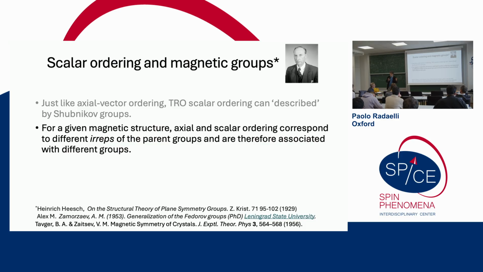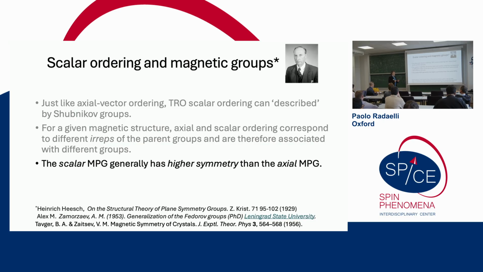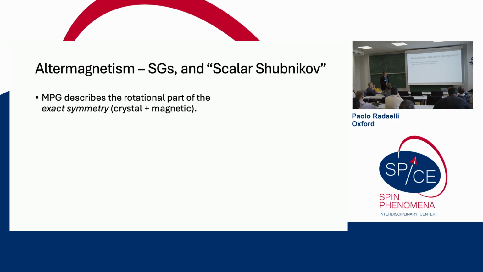So the same magnetic structure, if you describe it with scalars or arrows, talking about collinear structures, are different Shubnikov groups. Normally, the magnetic point group for the scalars has a higher symmetry than the magnetic point group for the axial vectors. In other words, it has more operators. Okay, so Kirill discussed this already previously. So what does it have to do with altermagnetism and how these scalar Shubnikov groups relate to spin groups?